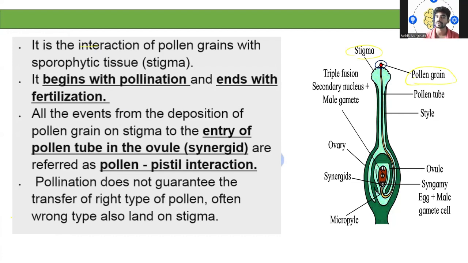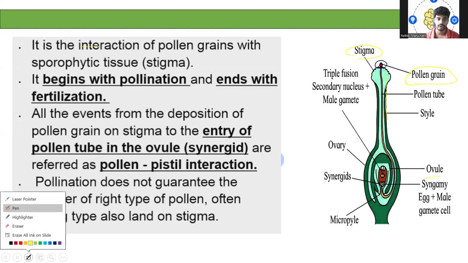So at this event, the pollen grains land on the stigma, and then the entry of the pollen tube into the ovule, where you observe the synergids, is referred to as pollen pistil interaction. The whole process from the deposition of the pollen grains on the stigma to the entry of the pollen tube into the ovule is called pollen pistil interaction.